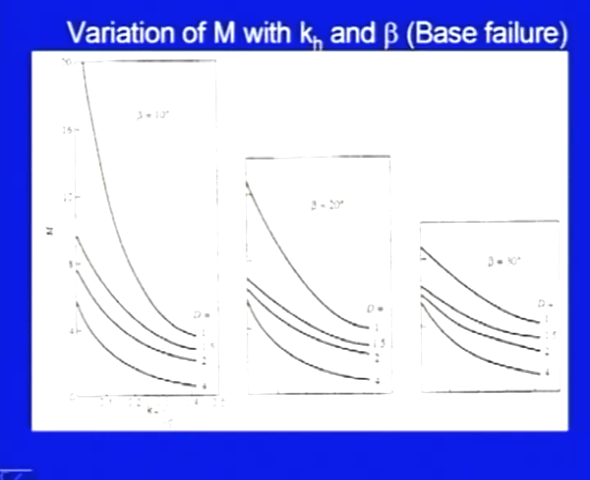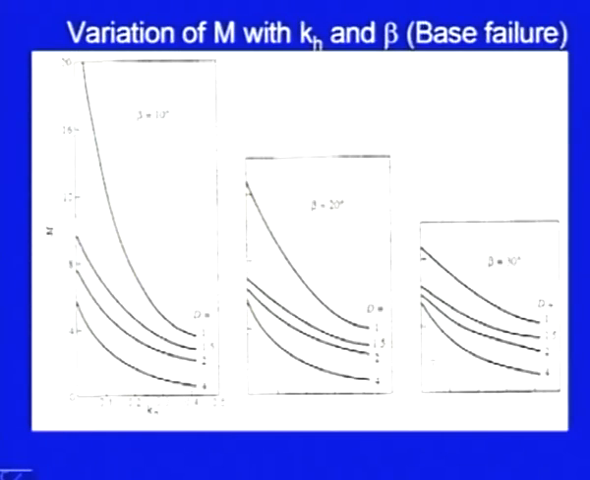Here are the solutions. On the x axis you have the coefficient kh, on the y axis it is the stability factor m, and there are different curves, you can see 1, 2, 3, 4 curves. They are for different values of d. D is the parameter which we recently defined. The first curve is for d equal to 1, then the second one is for 1.5, then 2 and 4, and this first chart is for beta equal to 10 degree.